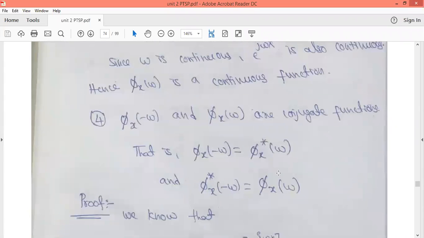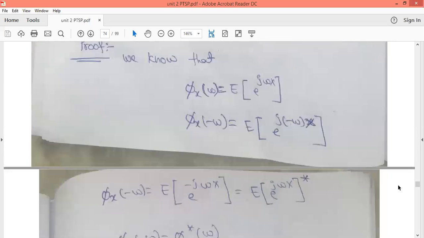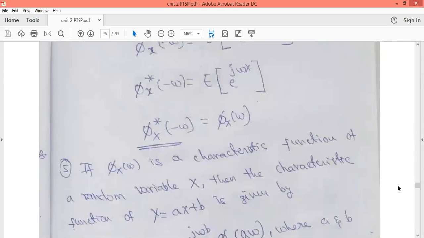And the fourth property says that phi x of minus omega and phi x of omega are conjugate functions. That is, phi x of minus omega is equal to phi x star of omega. Similarly, phi x star of minus omega will be equal to phi x of omega. This is the fourth property of the characteristic equation.